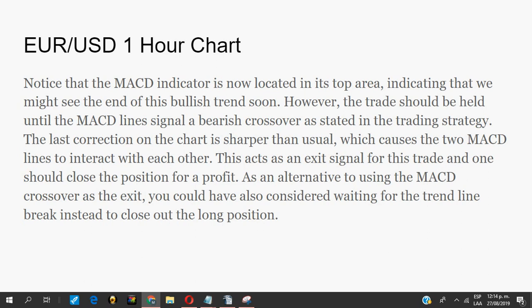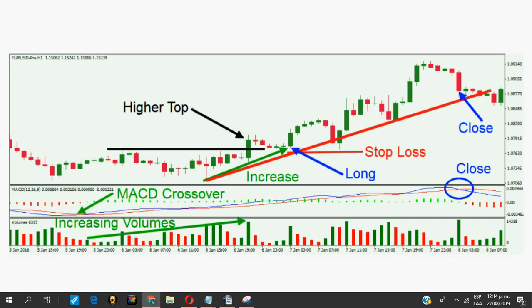As an alternative to using the MAC crossover as the exit, you could have also considered waiting for the trend line break instead to close out the long position.